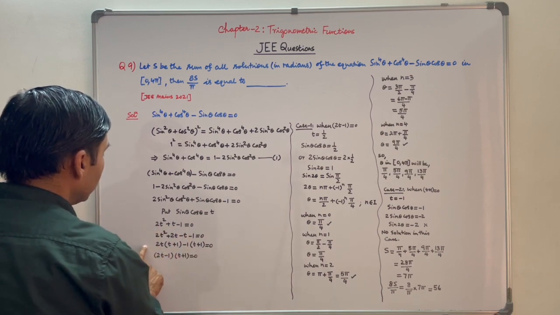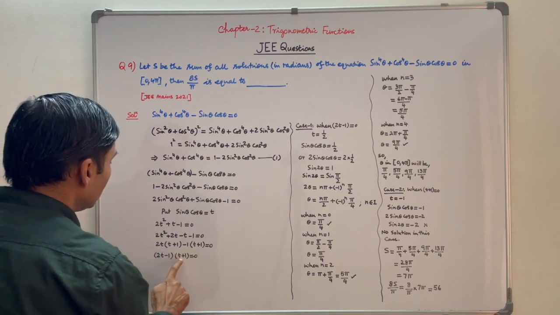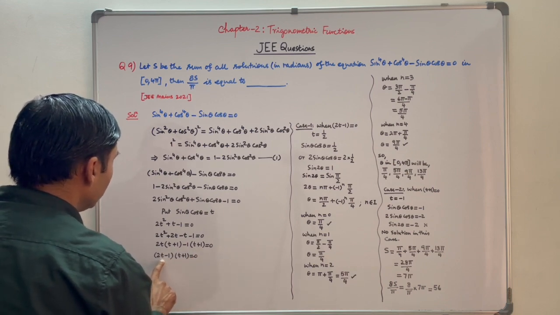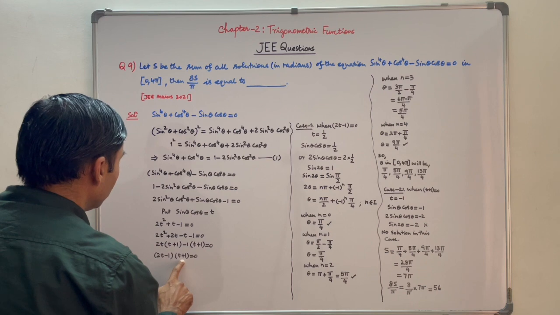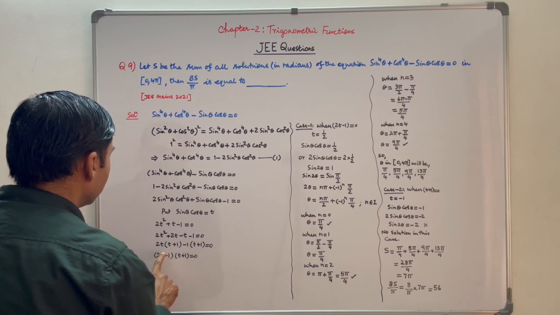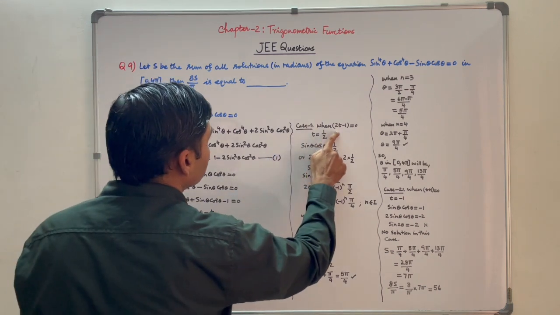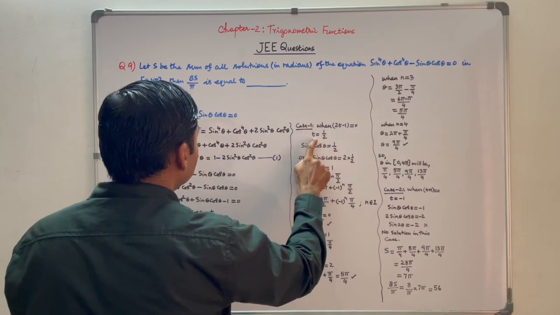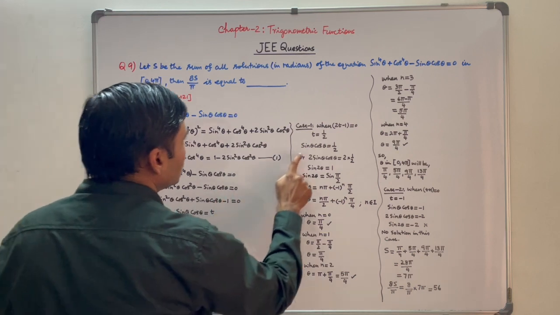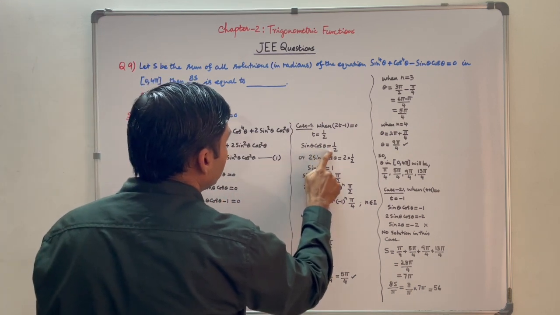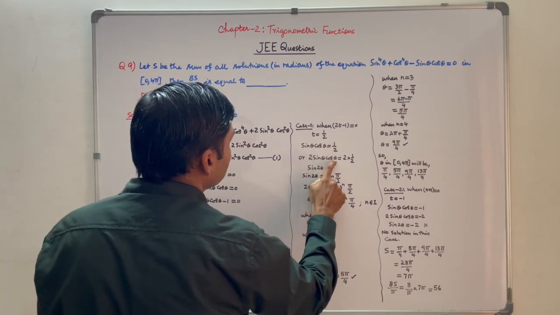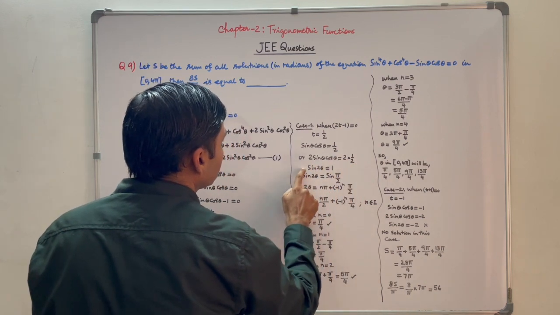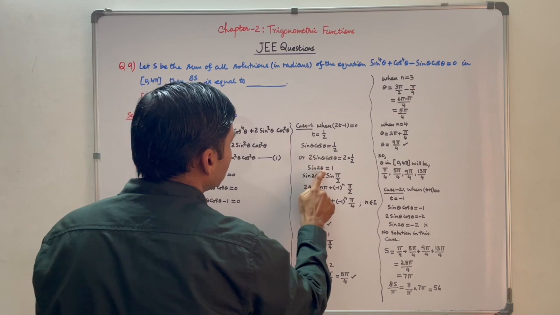This can be factorized as 2t minus 1 into t plus 1 is equal to 0. So either 2t minus 1 is equal to 0 or t plus 1 is equal to 0. So we will consider two cases. Case 1, when 2t minus 1 is equal to 0 or t is equal to 1 by 2. T is equal to sin theta cos theta. So sin theta cos theta is equal to 1 by 2 or 2 sin theta cos theta is equal to 2 into 1 by 2. 2 sin theta cos theta is equal to sin 2 theta. Sin 2 theta is equal to 1.